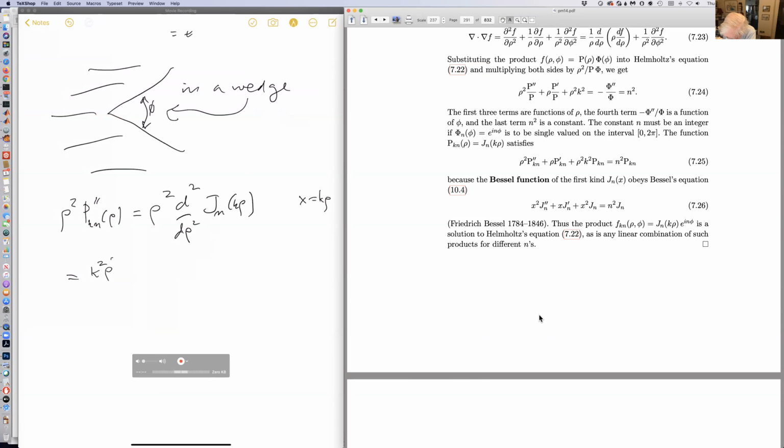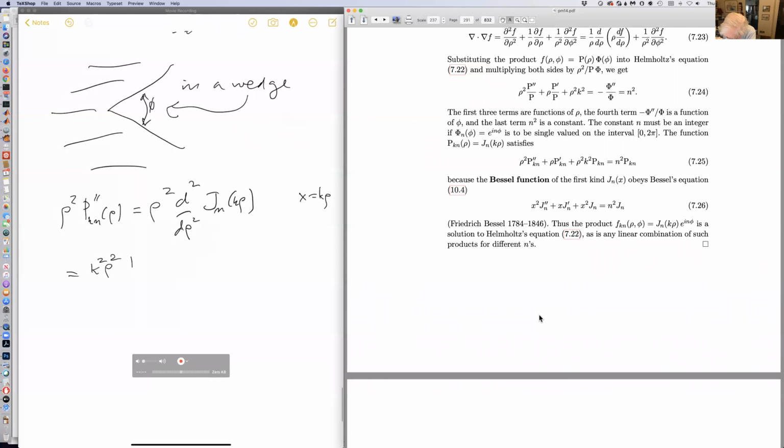So what we do is we rewrite this as k squared rho squared times 1 over k squared d2 d rho squared of Jn of k rho. And now we replace k rho by x. We have 1 over x squared d2 dx squared of Jn of x. So that's the first term over here. And then you do the same thing for this term and that term, and you get this equation. So that's how you get 726 out of 725. And all the other examples are essentially the same.